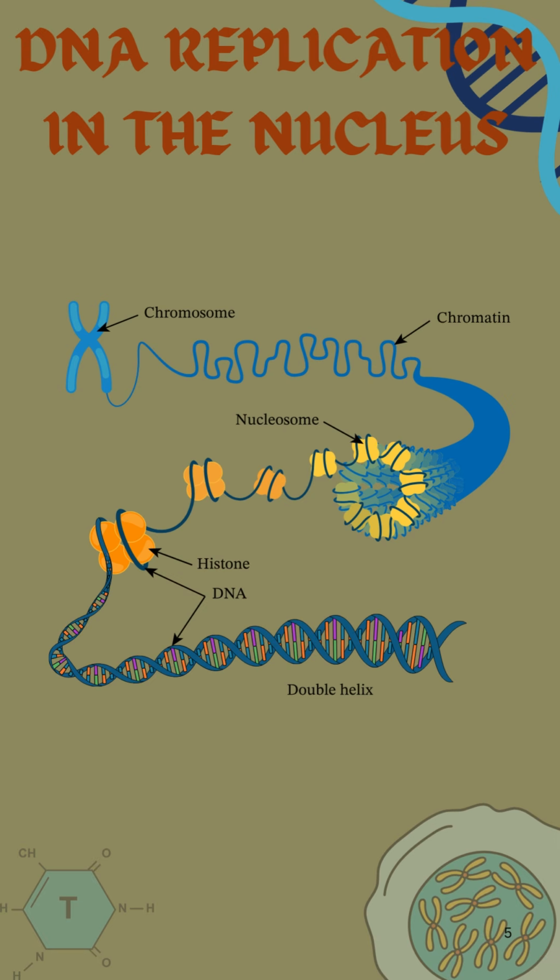Now, this replication doesn't happen at a chromosome level, but at the nucleic acid, the double strand level. So it has to unwind itself, getting rid of those histones. And once the replication is done, the histones come back so that we condense them back into a new chromosome or chromatin.